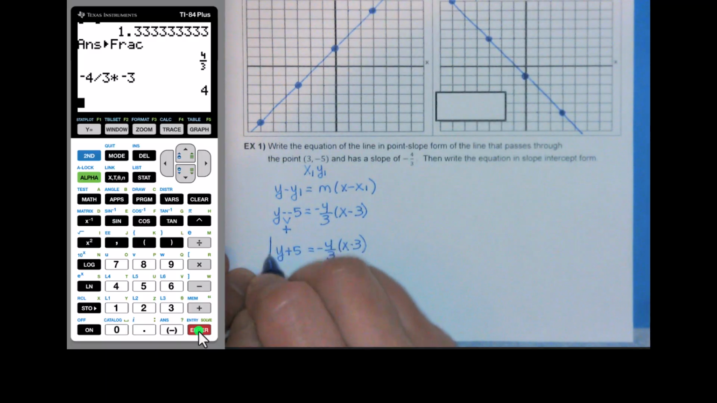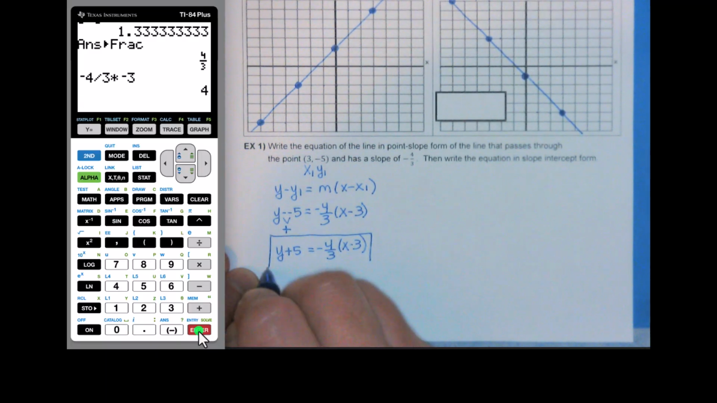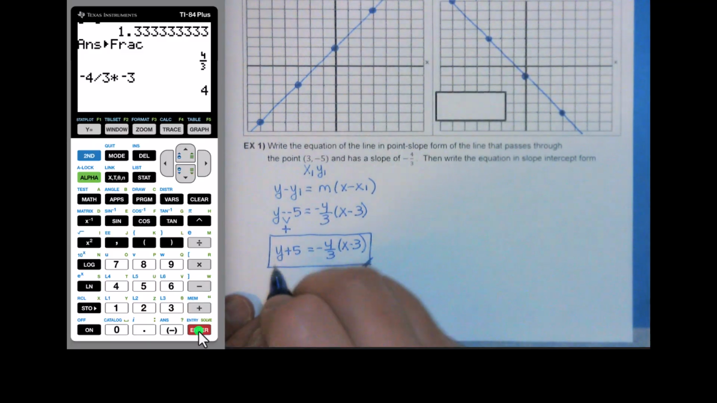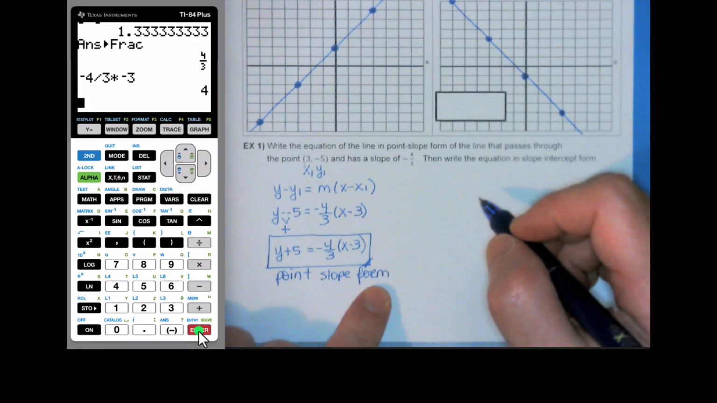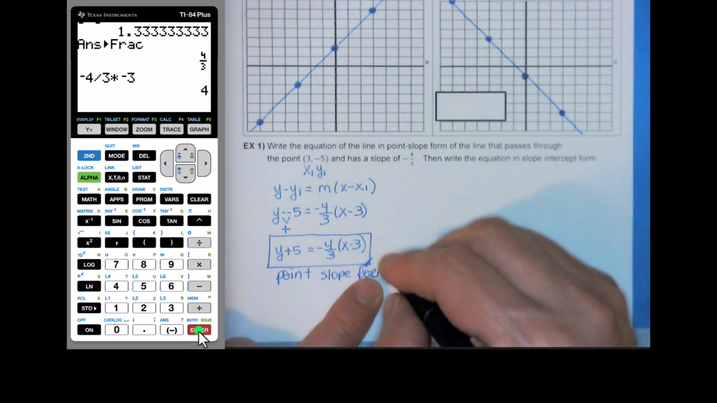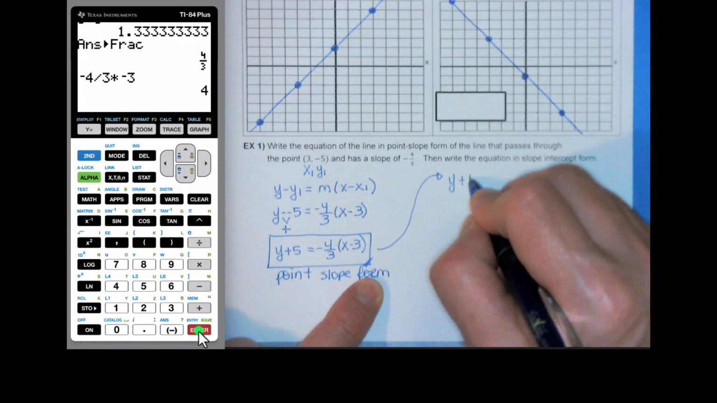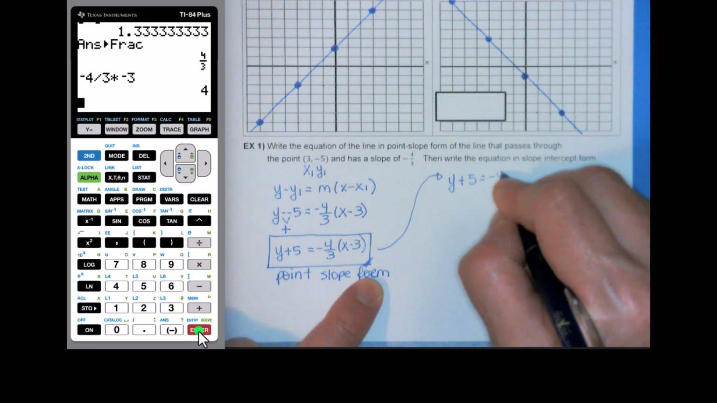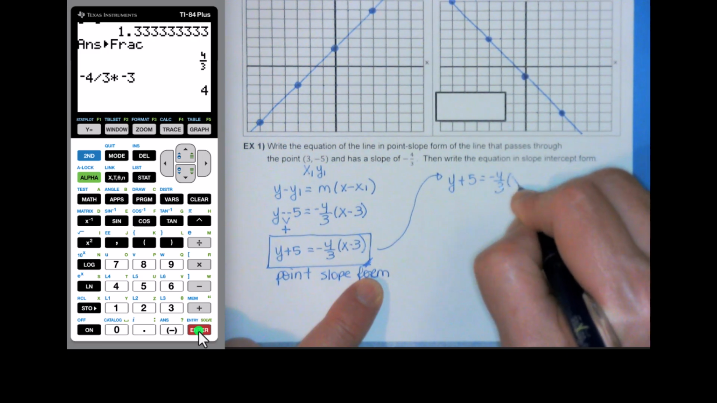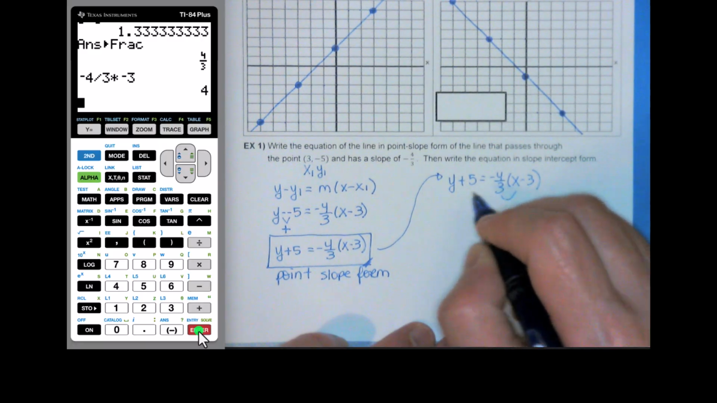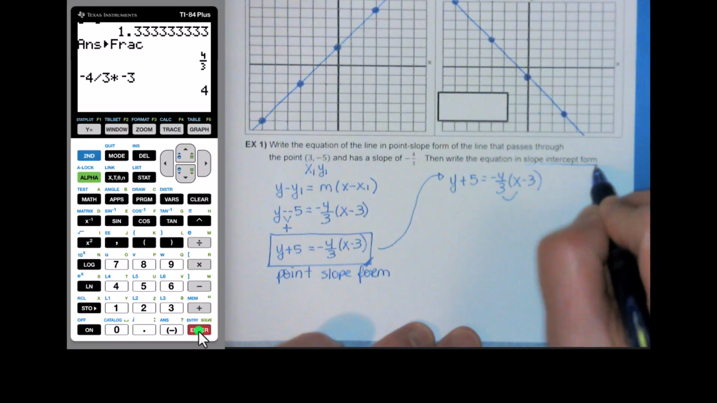So that right there is my point slope form. The problem asked me to write the equation in point slope form, and this is what it is. The problem also asks us, once we have that, to write in slope intercept form. So we're going to move over here. y plus 5 equals -4/3 (x minus 3). Okay, and we're going to get the y alone because we want slope intercept form.